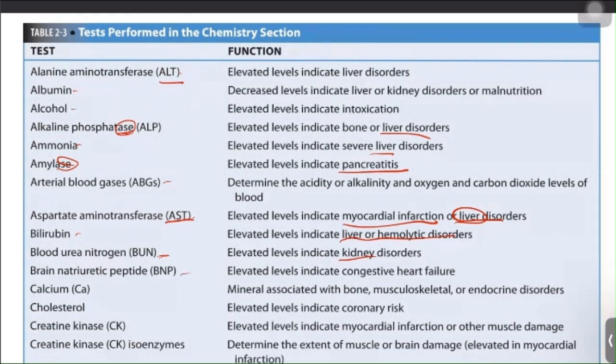BNP or brain natriuretic peptide. This is also for heart.